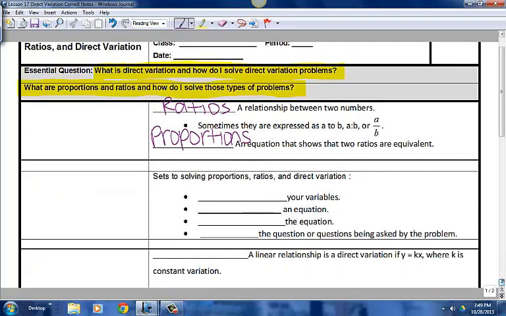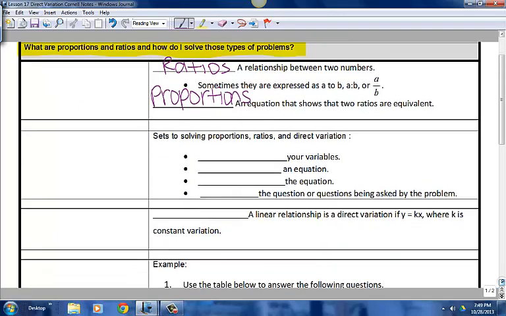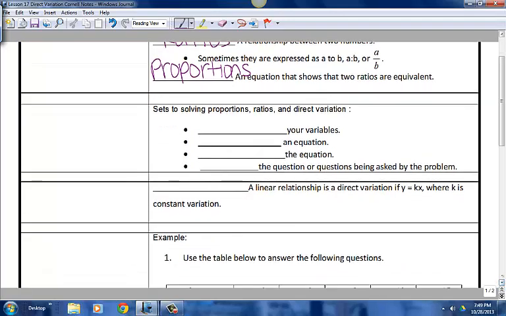So let's look at some of the steps of solving these proportions, ratios, and direct variation. First, we are going to define your variables. Next, we're going to write an equation. Third, we're going to solve the equation. And last, we're going to answer the question or questions that are being asked by the problem. Seems pretty easy.